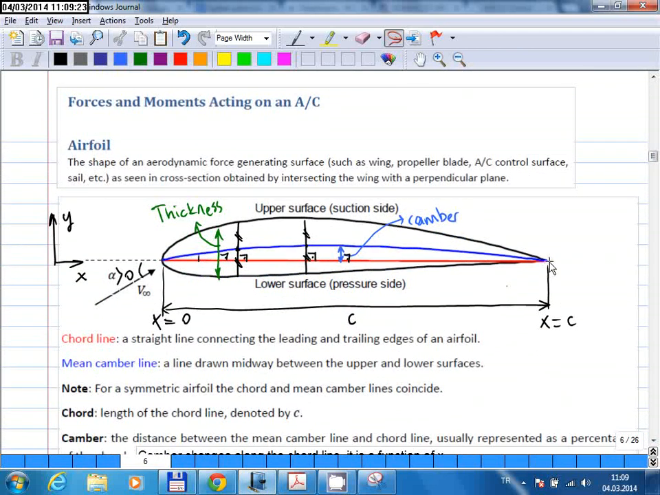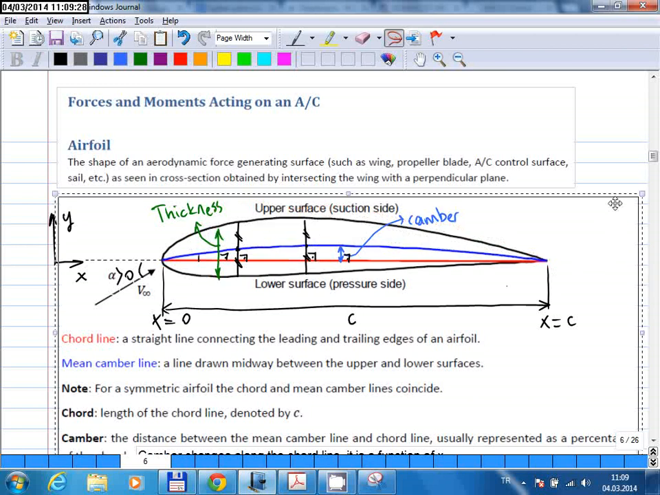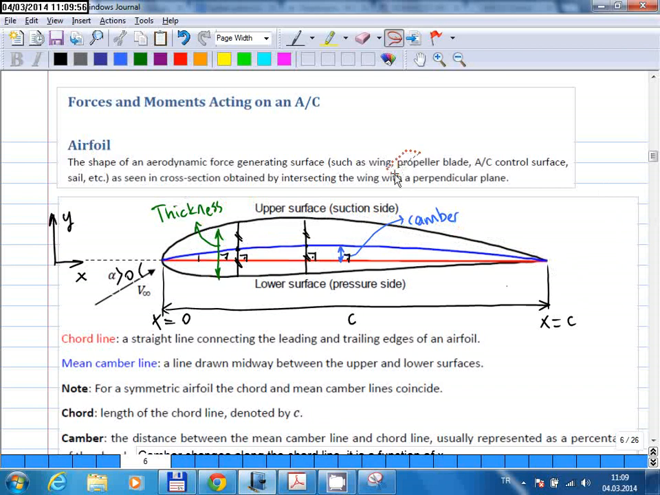Okay, so since we are assuming that all the forces are created by an airfoil, it's a good idea to start with some parameters defined to describe the shape of an airfoil. So the airfoil is the shape of an aerodynamic force generating surface, such as a wing. We will be considering wings, but wings are not the only force generating surfaces. For example, a propeller blade is also called an airfoil because the propeller is used to create an aerodynamic force.